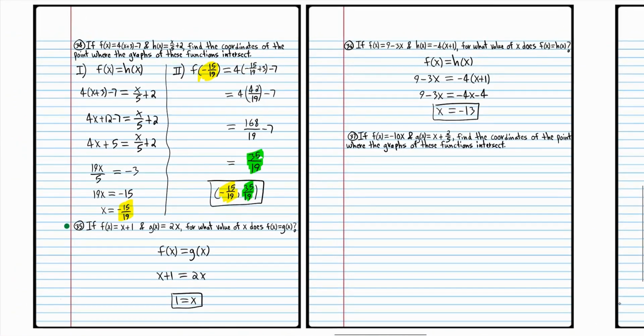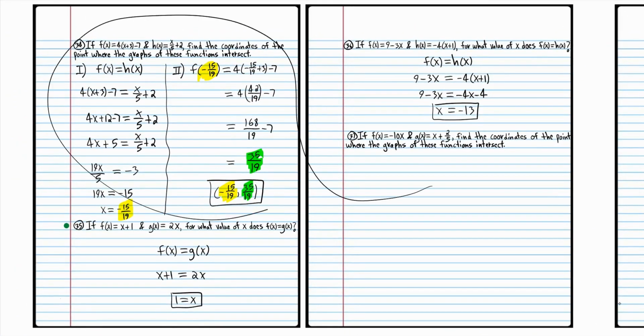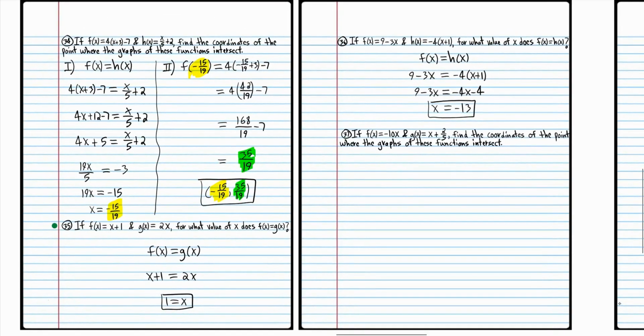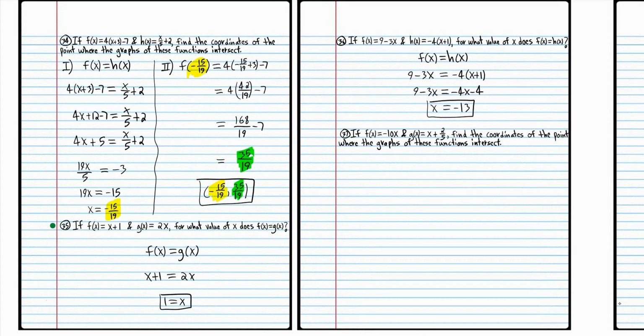Now for number 37, you're going to have to use 34 to help you. So we're not just going to find the x value, we're going to find the corresponding output, because we're looking for the coordinates of the point where the graphs of these functions intersect. Try number 37. When you come back, we'll do it together.